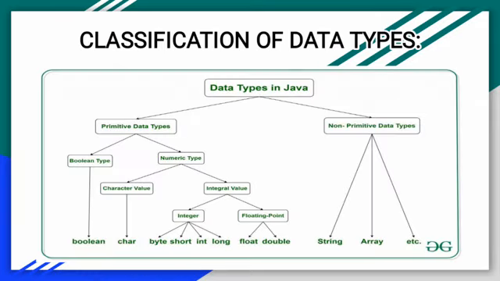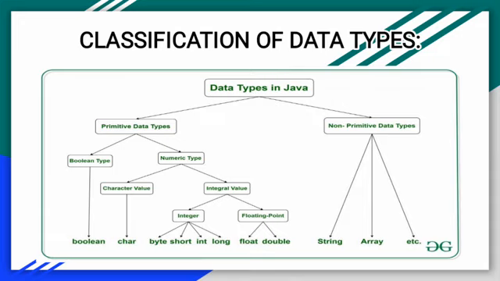Now, getting into the topic, classification of data types. Data types are majorly classified into primitive data types and non-primitive data types. Primitive data types are further classified into Boolean type and numeric type. In Boolean type, it is only Boolean. We deal with true or false. In numeric, character value and integral value. Character value is characters. Example, A, B, C, and so on. Integral value, we deal with integer and floating point. In integer, byte, short, int, long. In floating type, float and double.